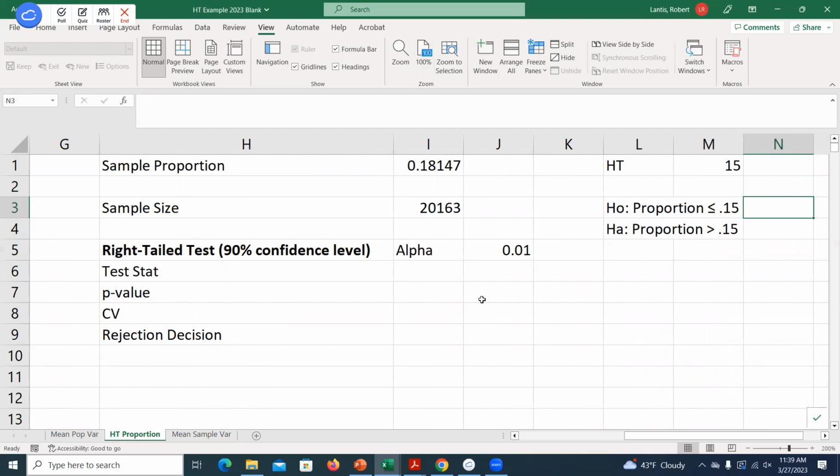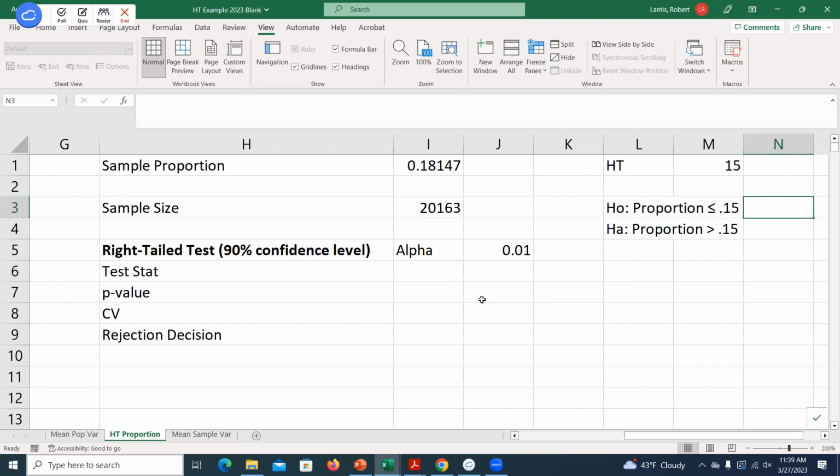Is that true proportion, no, greater than 0.15, right? So I want to know, you know, I'm maybe pessimistic. I think that more than 15% of kids have tried e-cigarettes, right, in middle high school. So I assume the opposite is true, and I stack the deck against myself. I assume that it's less than or equal to 0.15.